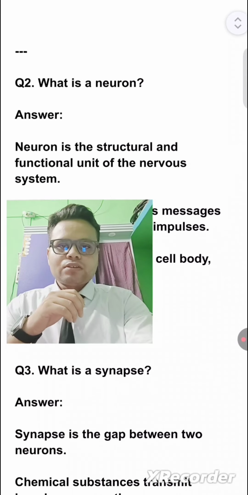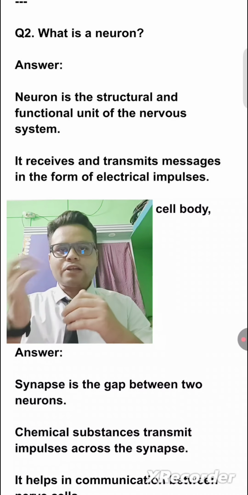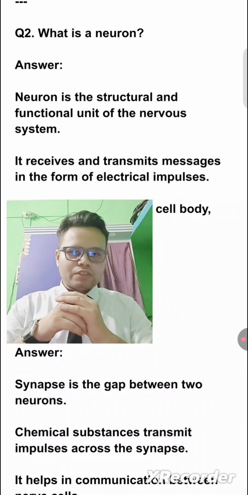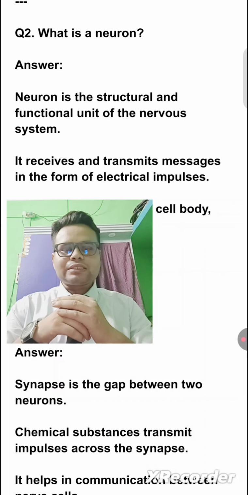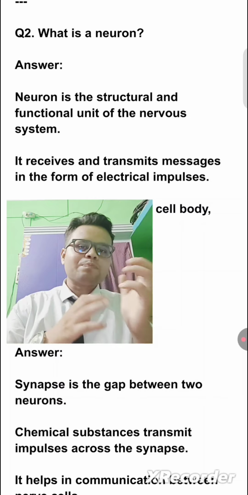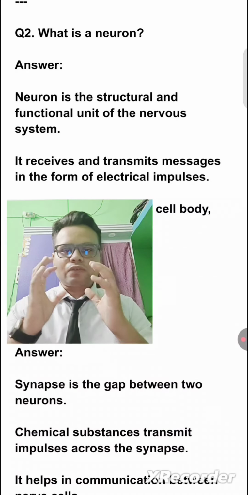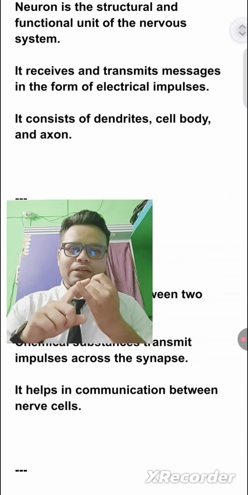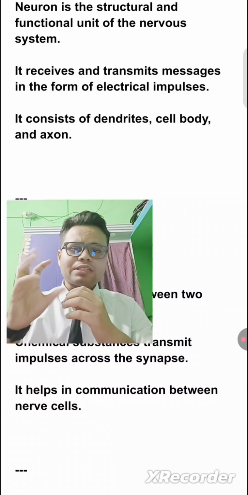After that, what is a neuron? What do you mean by the neuron? A neuron is the structural and functional unit of the nervous system, first of all. Second, it receives and transmits messages in the form of electric impulses, and it consists of dendrites, cell body and axon. These three come under it.